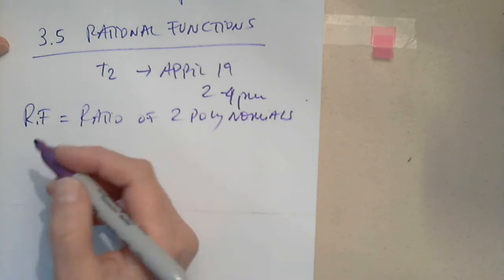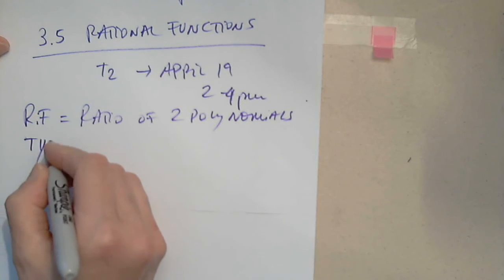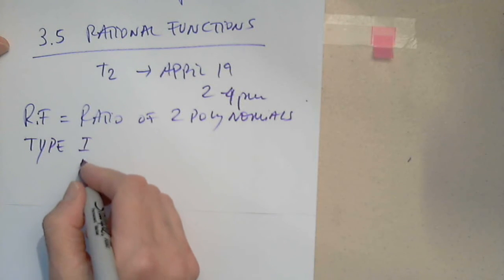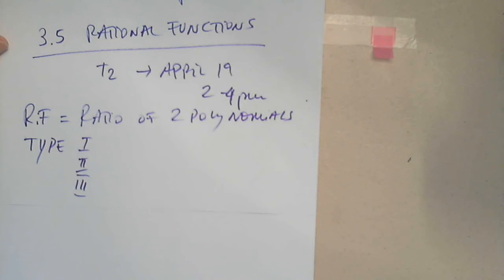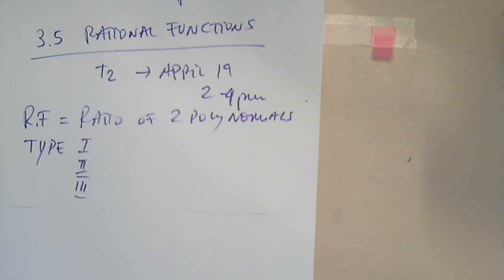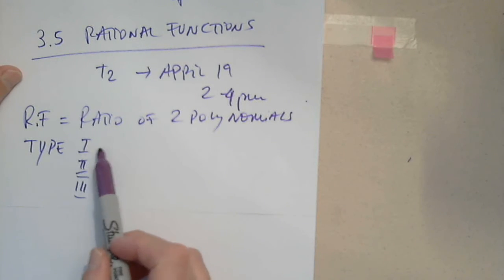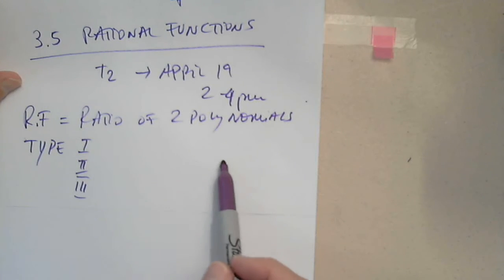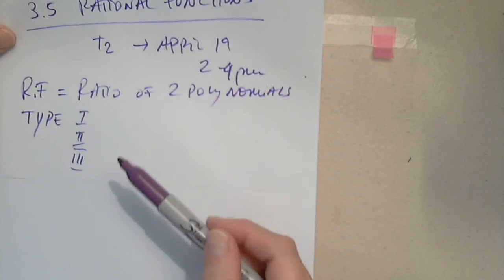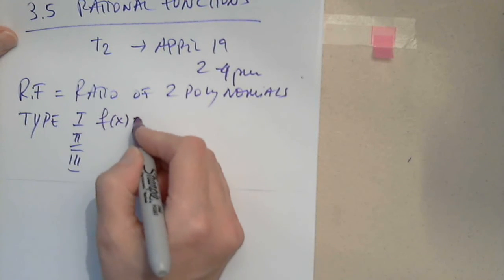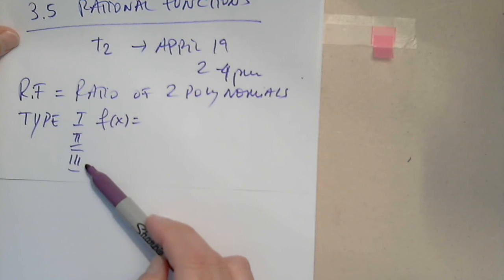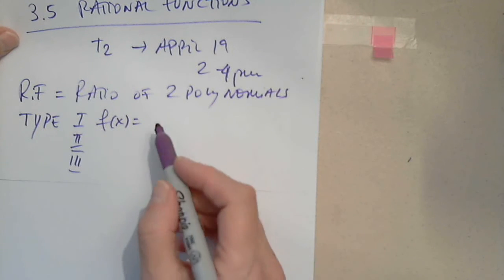Ratio of two polynomials. So I like to present these rational functions in 3 different categories. The book doesn't do it like that, but it will be easier for us to discuss it. So the first thing, type 1, I'm going to give you 2 examples, type 2, 2 examples, type 3, 2 examples, and we'll discuss the difference between them, so we understand why I call this type 1, 2, and 3.